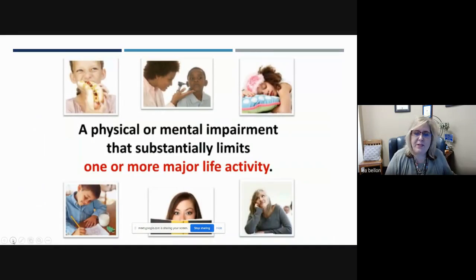A physical or mental impairment, that covers a lot of areas, obviously, but it has to be enough that it substantially interferes with one or more major life activities. So these are some examples, but just think about your life activities that you have to have on a daily basis, okay? Eating, swallowing, whether we can hear, regular sleep, vision, reading and writing, and even the thought processes, those can also be considered major life activities. And so we consider that also when we are looking at 504s.